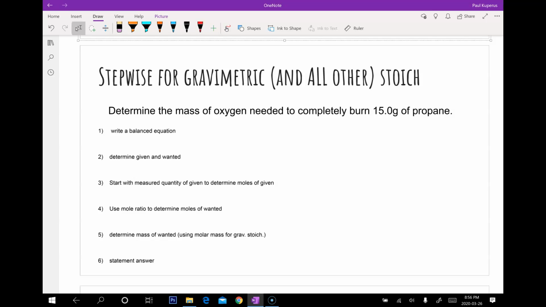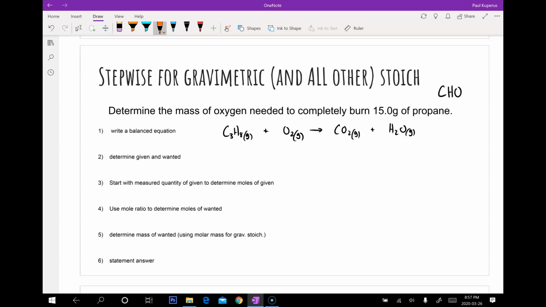We have propane, C3H8 gas, which is reacting with oxygen gas. It's going to produce carbon dioxide and water. We need to balance this chemical equation. So the rule for combustion reactions is carbon, then hydrogen, then oxygen.